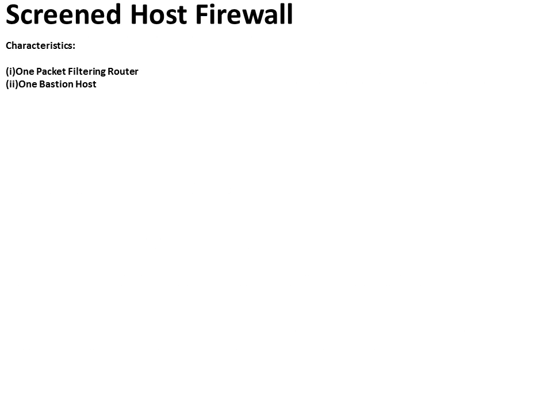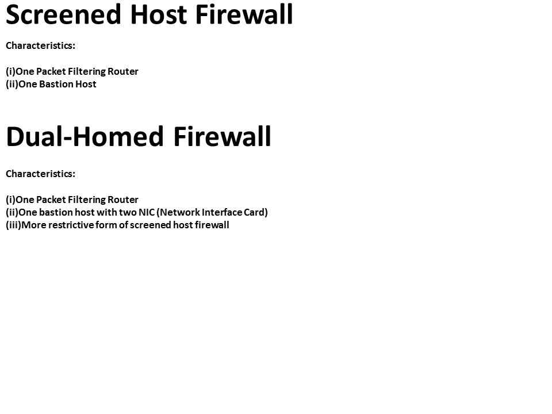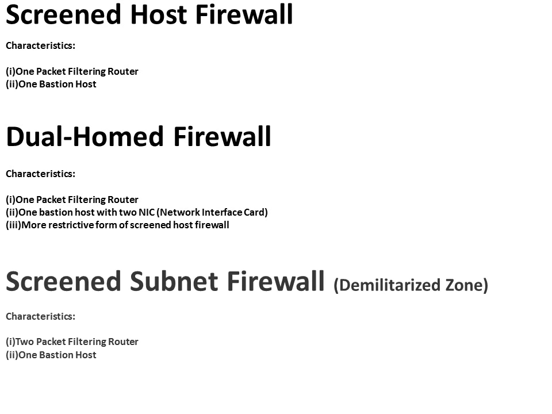As per CRM, we need to understand three implementation strategies. One is screened host firewall. Here we will have one packet filtering router and one Bastion host. Second is dual homed firewall. Here we will also have one packet filtering router and one Bastion host. It's basically the same as screened host firewall, but in the Bastion host there will be two network interface cards, while in screened host only one card will be there.